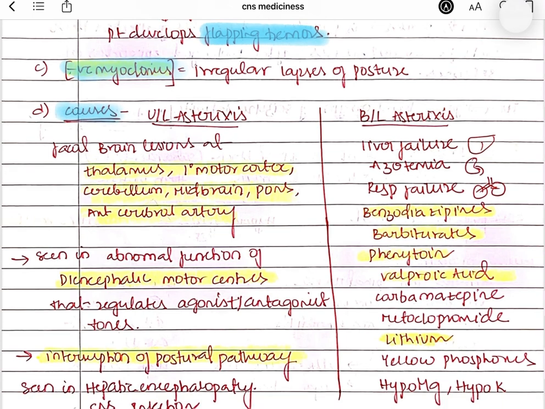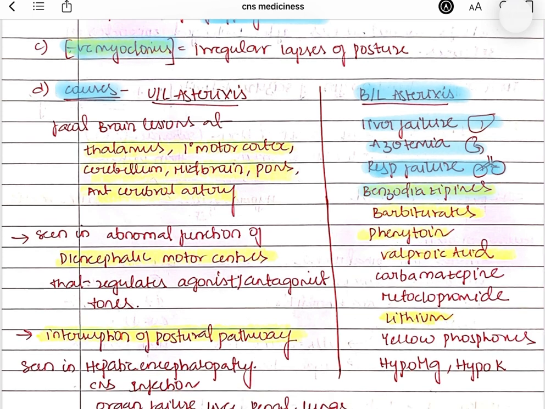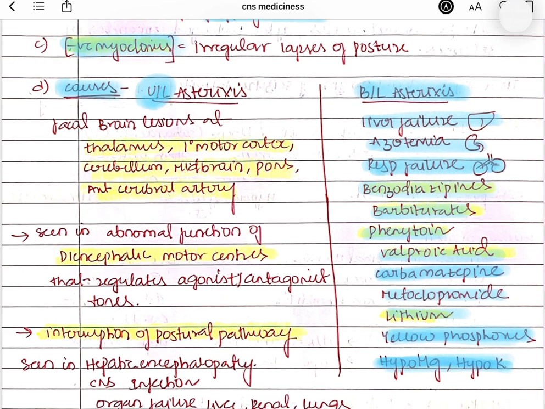Asterixis can be unilateral or bilateral. Bilateral Asterixis can be seen in liver failure, renal failure, azotemia, respiratory failure, or use of certain drugs like benzodiazepines, barbiturates, phenytoin, valproic acid, lithium, carbamazepine, metoclopramide, yellow phosphorus, hypomagnesemia, or hypokalemia. In all these cases, you can see bilateral Asterixis. Now coming to unilateral Asterixis.